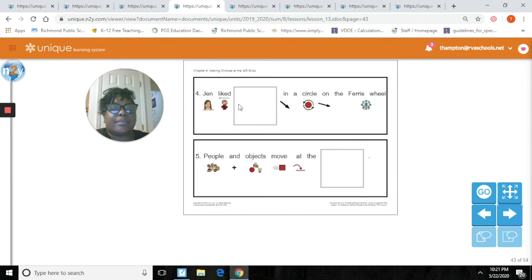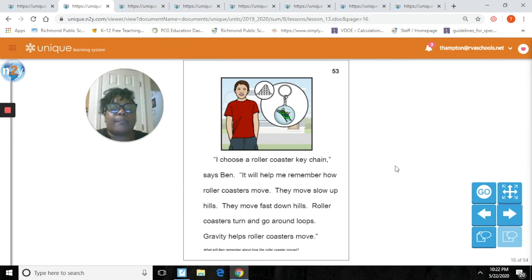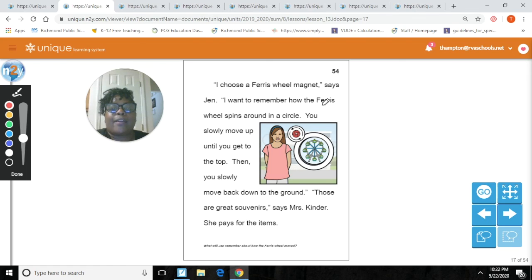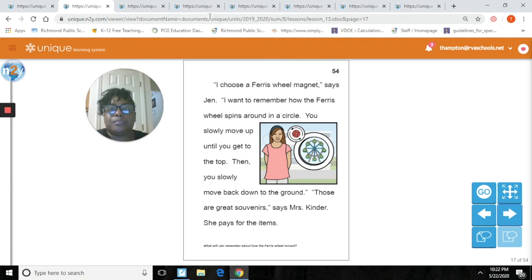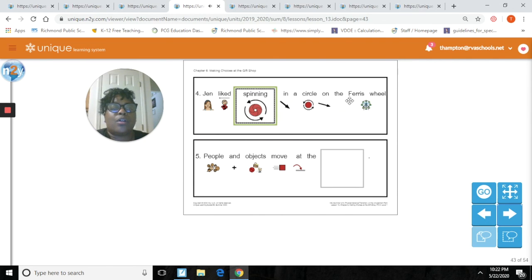All right, so Jen liked something here, and that's our blank, and a circle on the Ferris wheel. Let's see what our choices are. Down, spinning, amusement park, roller coaster, like. Make a choice. Now don't forget, we have to go to the part of the story that talks about who, Jen, and what she liked. Okay? So let's do that. Now here we find Jen. And what did she like? She says, I will remember how the Ferris wheel does what? Spins. Okay? So Jen likes spinning in a circle on the Ferris wheel.